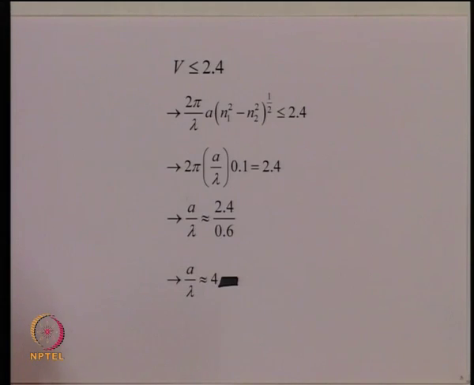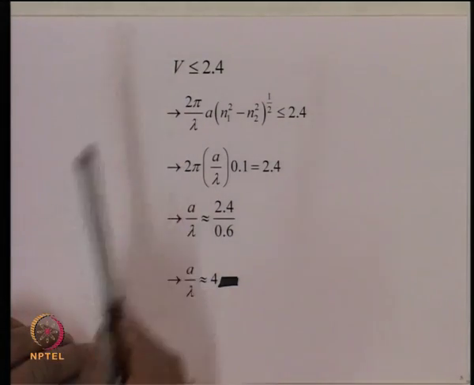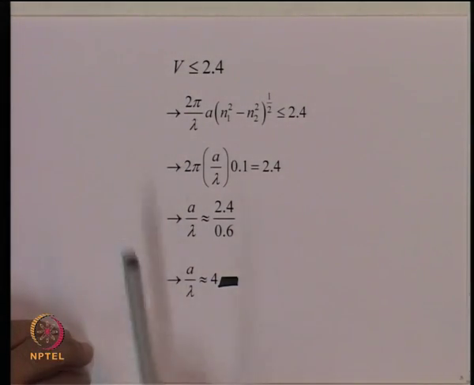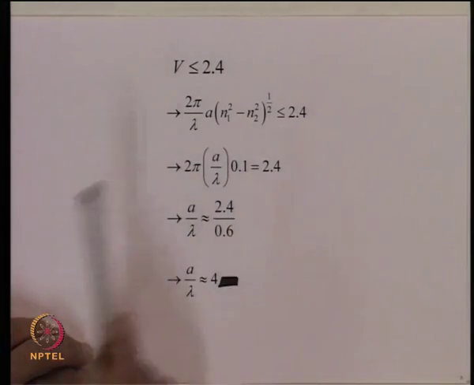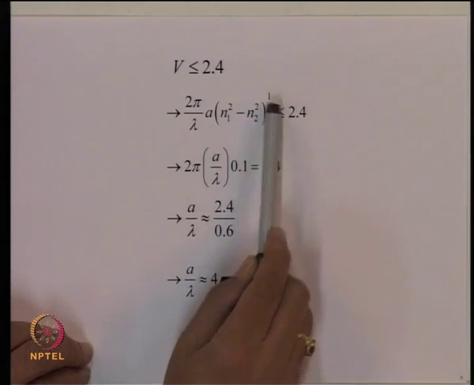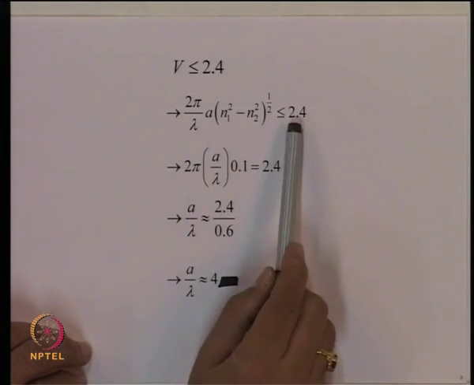Now, just to get a quantitative number from this V equal to 2.4, let us take some typical numbers for single mode operation. For single mode operation, V should be less than 2.4. We can write down V, which is 2 pi by lambda into A into the numerical aperture, which is square root of N1 square minus N2 square. This quantity should be less than 2.4.